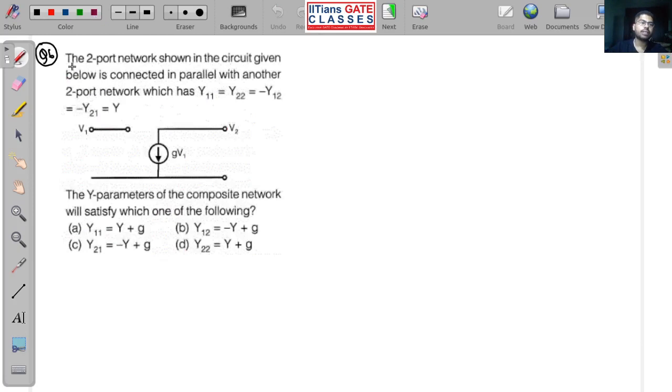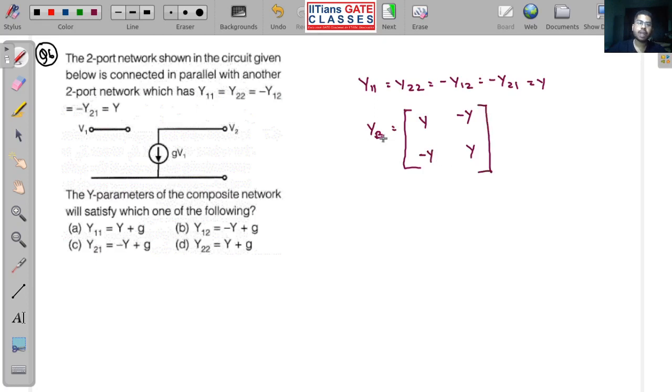Now let us solve question number 6. The two-port network shown in the figure given below is connected in parallel with another two-port network which has y11 equal to y22 equal to minus y12 equal to minus y21, which is equal to y. So let me assume the y parameter for this B element is like this: y, minus y, minus y, y. So this YB is connected in parallel with the circuit given here; what is the y parameter of the composite circuit?